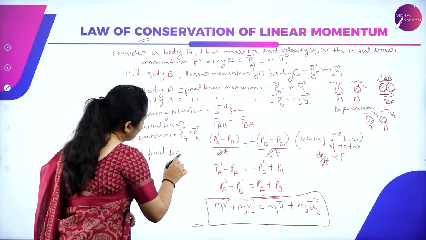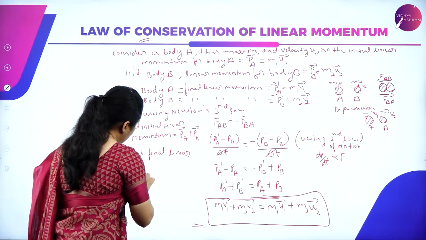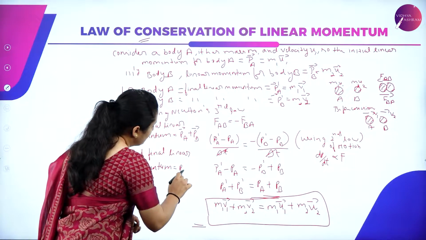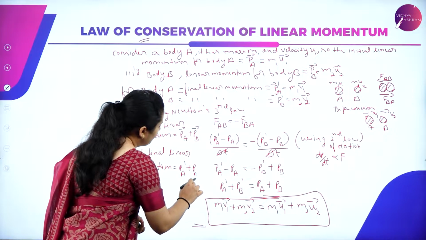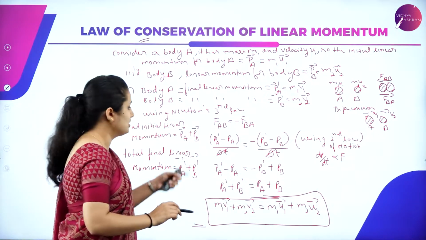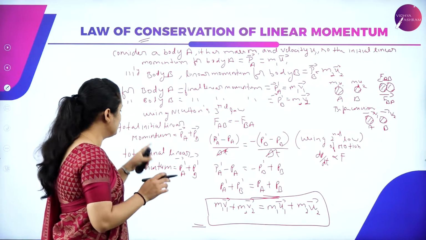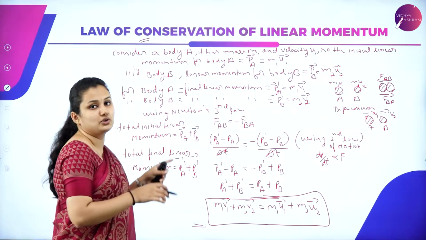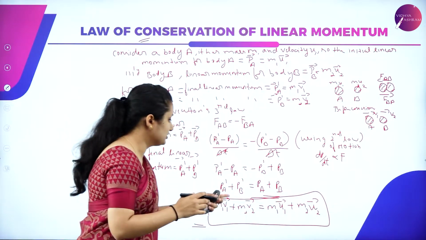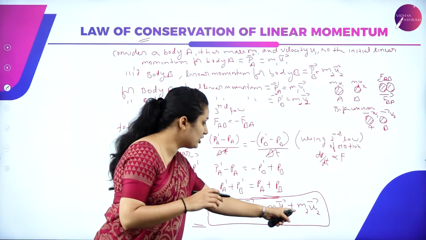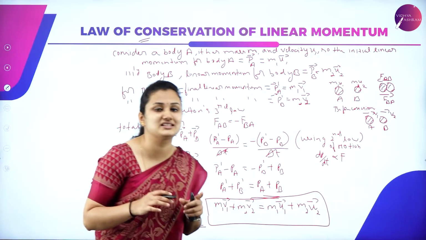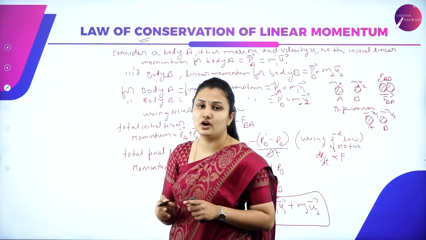The total final linear momentum after collision will be PA dash plus PB dash. You can see here PA dash plus PB dash. So before collision, this is after collision. So the total momentum of the body is conserved. The total momentum before collision is equal to the total momentum after collision. This is the principle of the law of conservation of momentum.